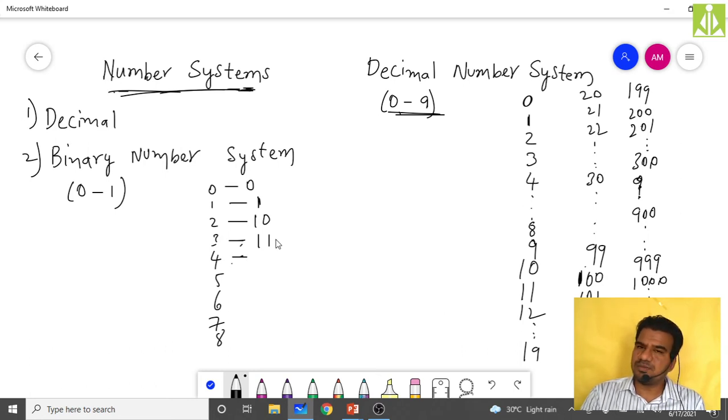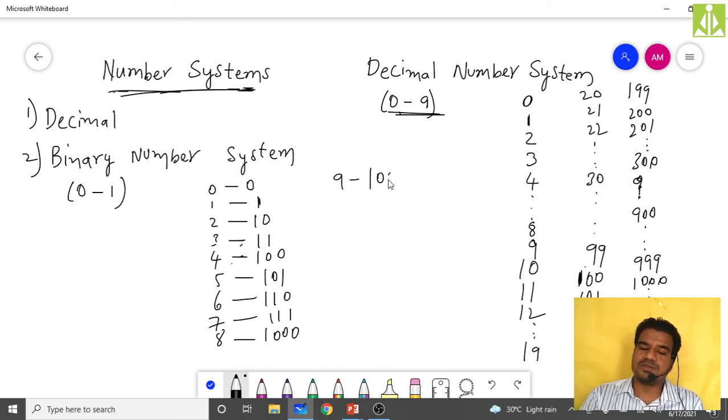To represent 4, is it possible with the help of only two places? Not possible, because again we ran out of the digits. 1, 0 we used, 1, 1 we used, all combinations over. So now again you increment one more position. So 4 is 1, 0, 0. 5 is 1, 0, 1. 6 is 1, 1, 0. 7 is 1, 1, 1. 8, again we ran out of the digits. So how do we represent 8? Again 1, 0, 0, 0. Likewise, then 9, simple thing, 1, 0, 0, 1.